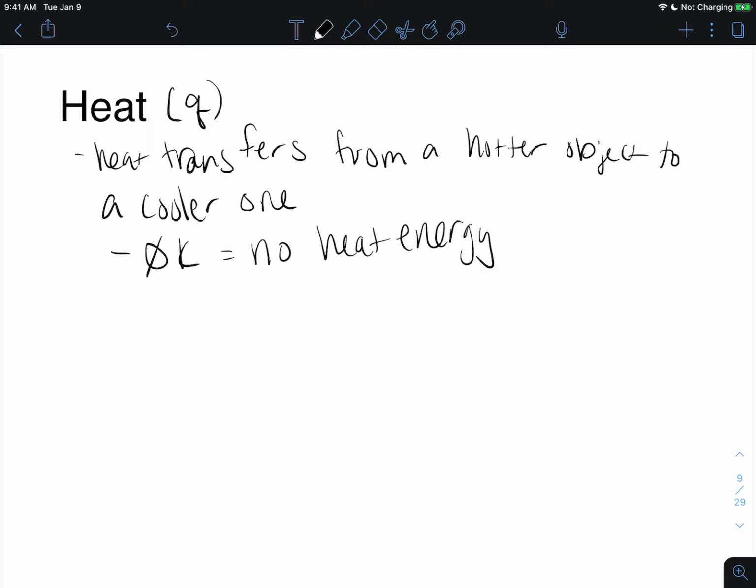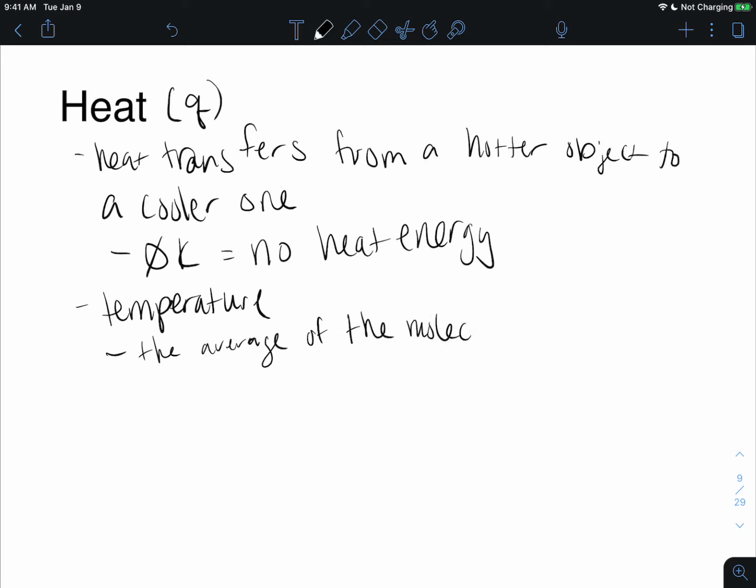Because heat is that molecular motion. So no molecular motion, no heat. If we're talking about temperature, temperature is going to be the measure of the amount of heat energy. We define temperature as the average of the molecular motion or the average of the kinetic energy. Okay, so heat and temperature, though related, are not the same thing.